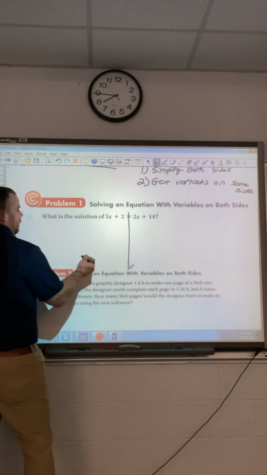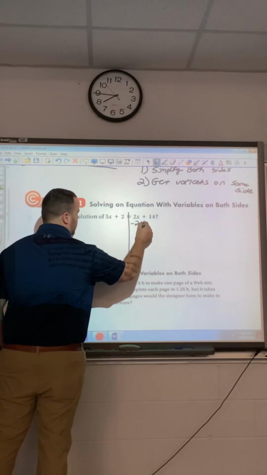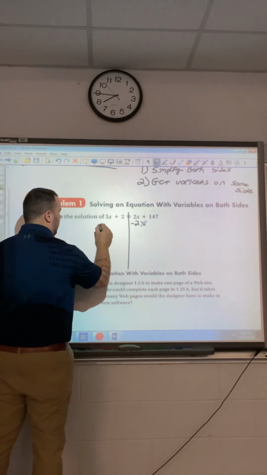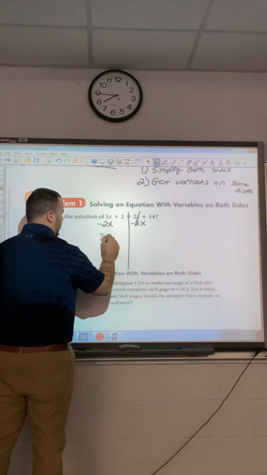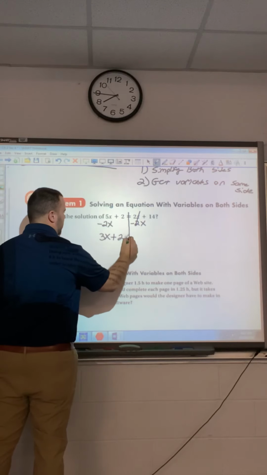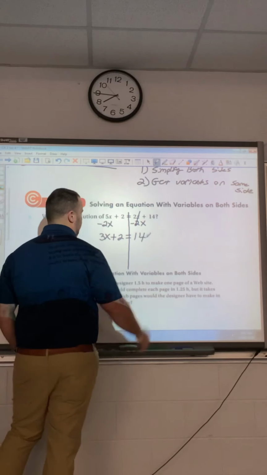All right, so I'm going to start off by moving this 2x to the other side. So I'm going to subtract 2x from here. If I do it on this side of the equal sign, I've got to do it on this side as well. So this cancels, and that leaves me 3x plus 2 equals 14.